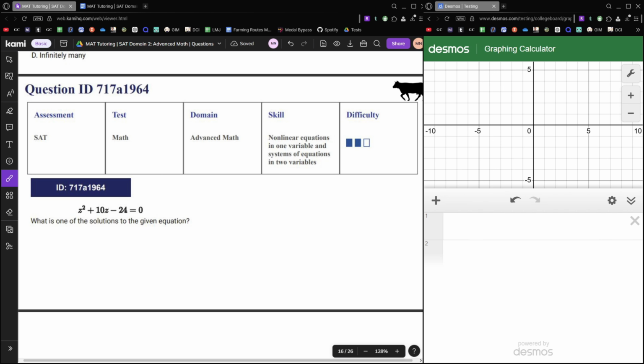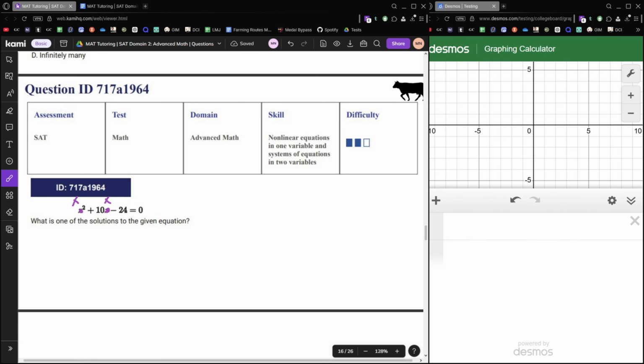Slide number 16. Here they give us another quadratic equation and ask us for one of the solutions. Last time we were trying to find a number of solutions. Here they're asking us to find the actual x value of that point. First up, they use z in the equation, but of course we can just substitute this with x.